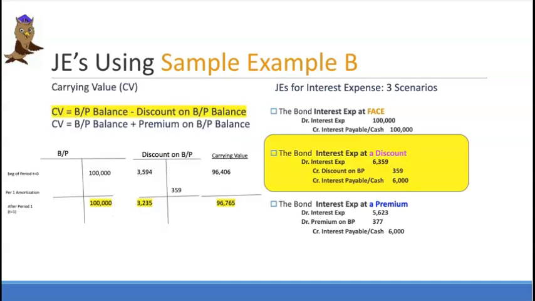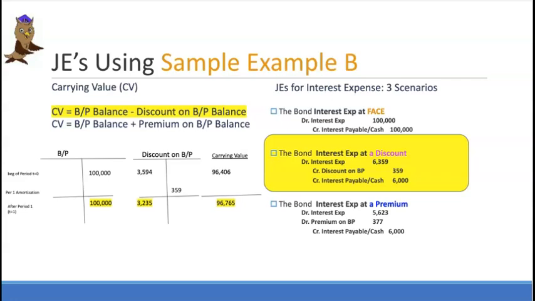Still using example B, let's now turn to the concept of carrying value, or CV, which is the net of the bonds payable account and either the discount or premium on bonds payable. Referring to the discount scenario, note that the initial balance of the discount on bonds payable account was $3,594 at the very beginning of period at t equals 0. At that point, the carrying value was $96,406, the net of $100,000 bonds payable balance and the discount on bonds payable balance of $3,594.